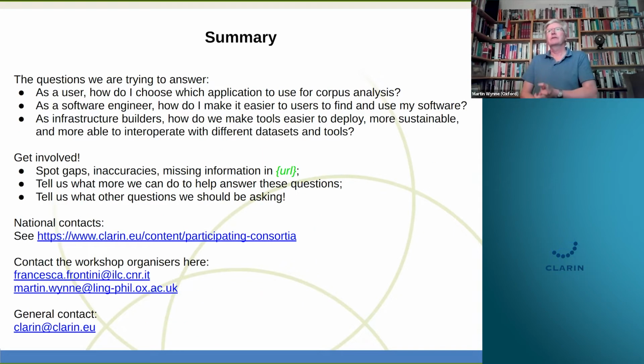So in summary, the questions that we're trying to answer are, at least for users, how do I choose which application to use for corpus analysis? For the people that make these tools, as software engineers, how do I make it easier for users to find and use my software? And for us in CLARIN as infrastructure builders, we're thinking about how do we make tools easier to deploy, more sustainable, and more able to interoperate with different data sets and tools.